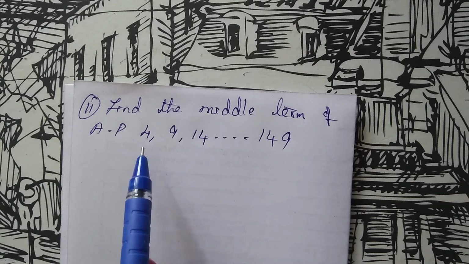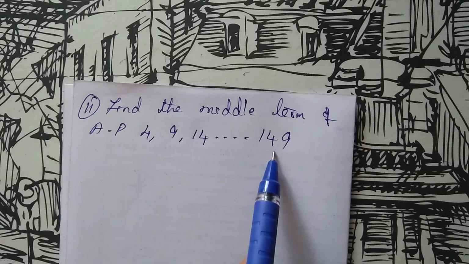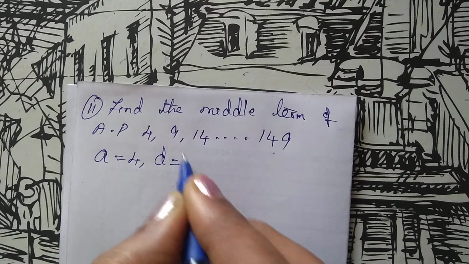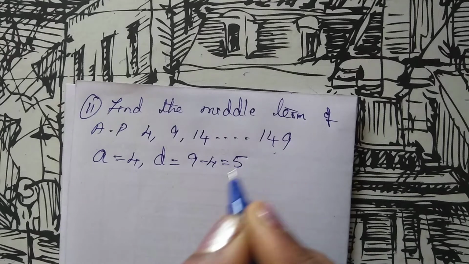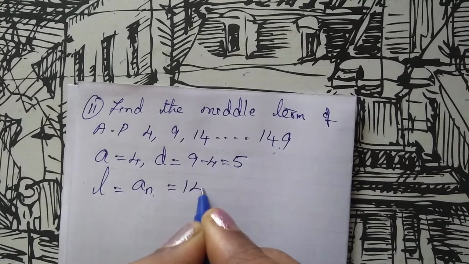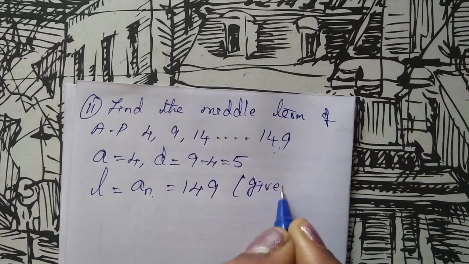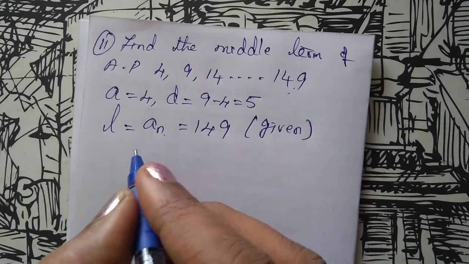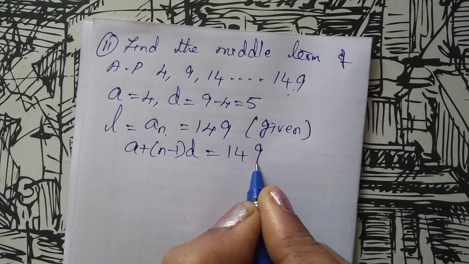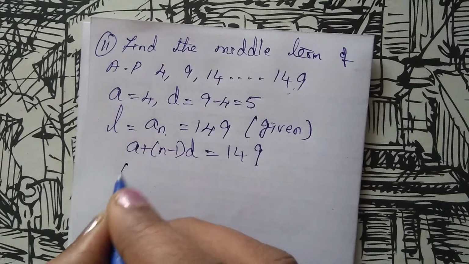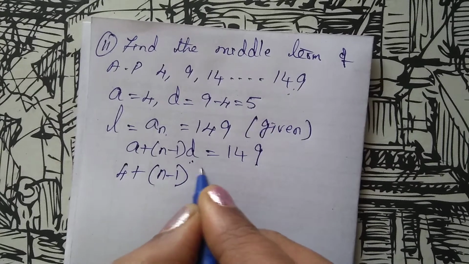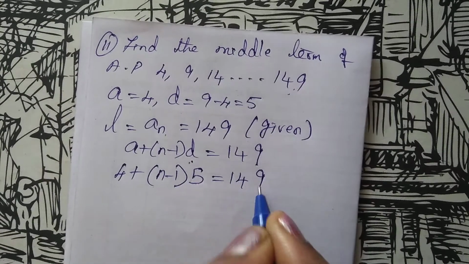So what should we find to find the middle term? We find, like how we found the number of terms, what is n. So in that way, we say A is 4. Common difference is 9 minus 4, 5. The last term, An, is equal to 149. This is given. So what is An for us? A plus n minus 1 into D is 149. So now we substitute. A is 4, n we have to find, D, common difference, is 5.